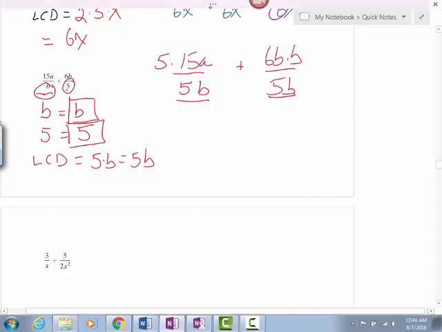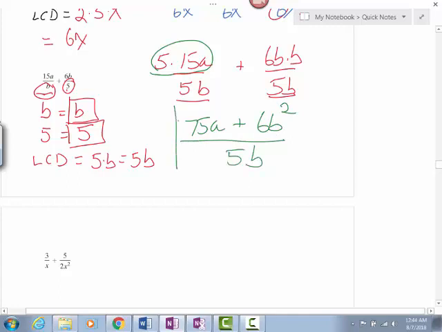Okay. So now we'll go ahead and multiply straight across. 5 times 15a is 75a, plus 6b times another b is 6b squared, all over 5b. Okay. And now we're done.